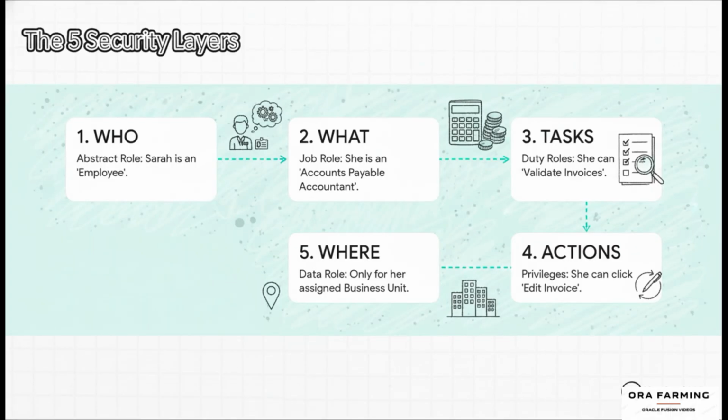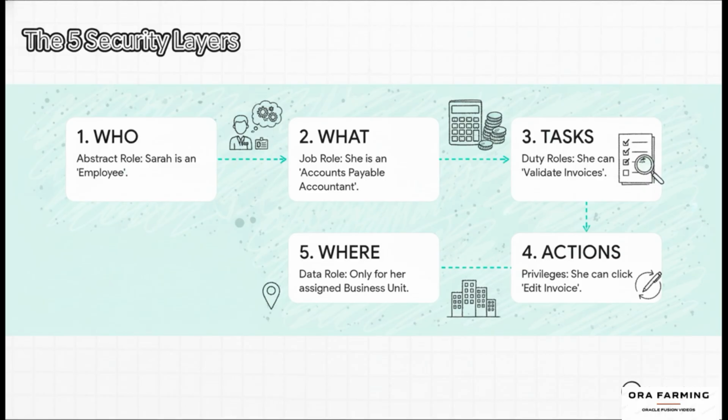Number 1, who is she? An employee. That's her abstract role. 2, what does she do? She's an accounts payable accountant. That's her job role. 3, how does she do it? She performs big tasks like validate invoices, her duty role. 4, what about the specific actions? She can click the Edit Invoice button. That's a privilege. And finally, number 5, where can she do all this? Only for her assigned business unit. And that's the context from her data role.